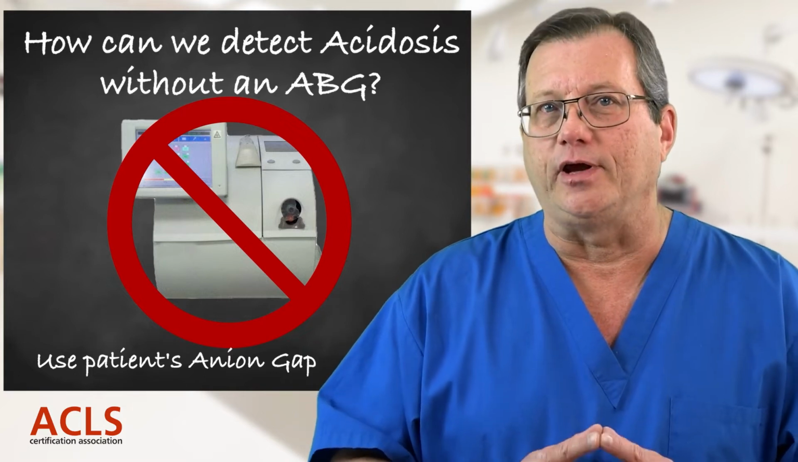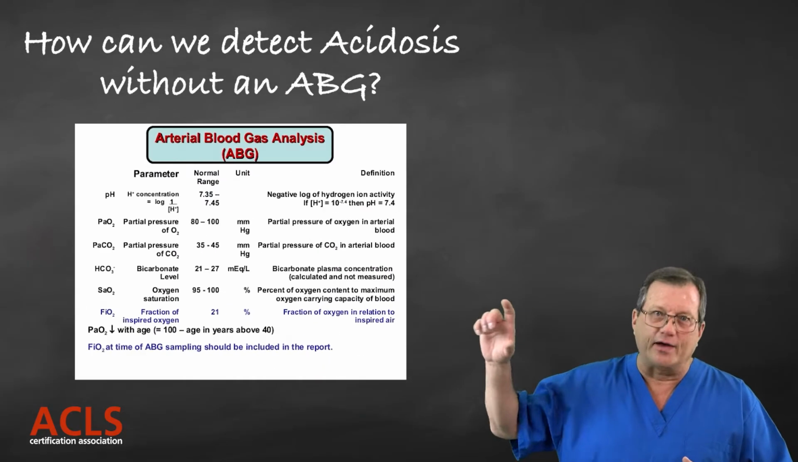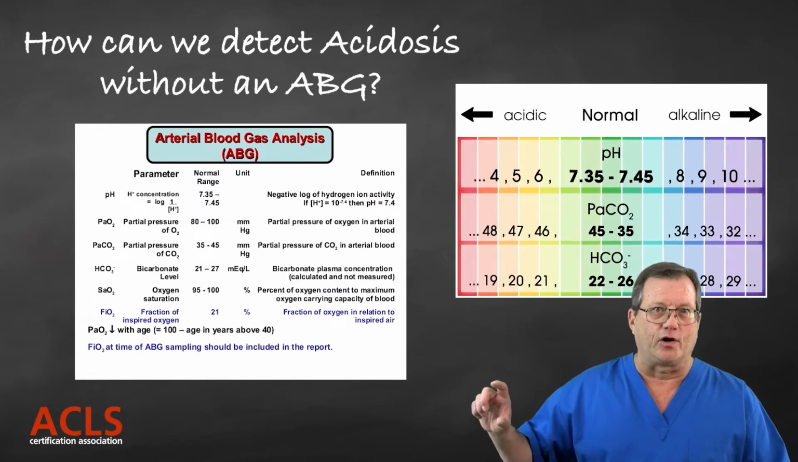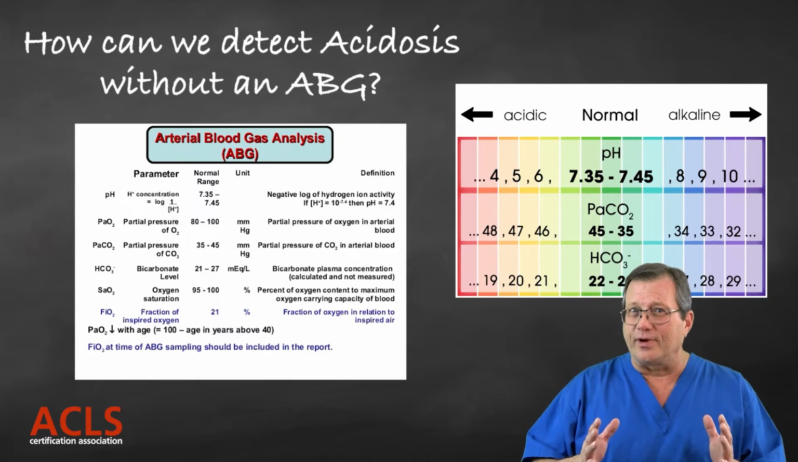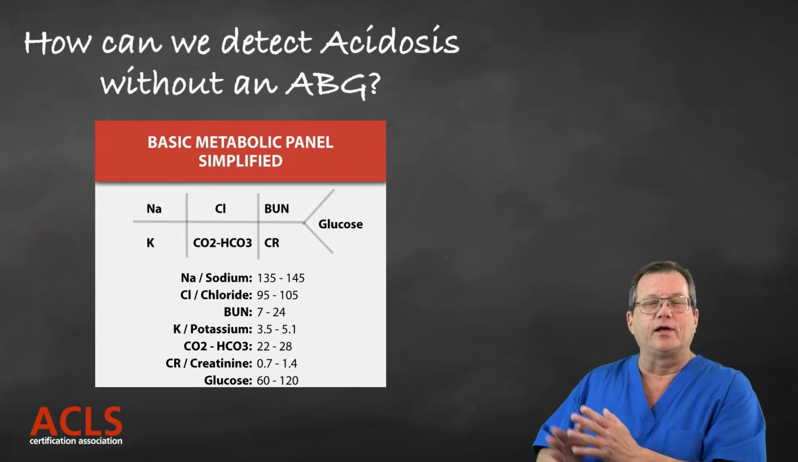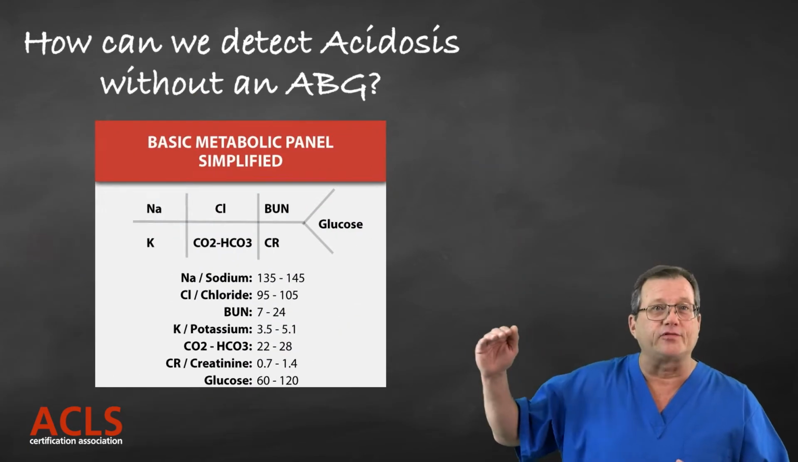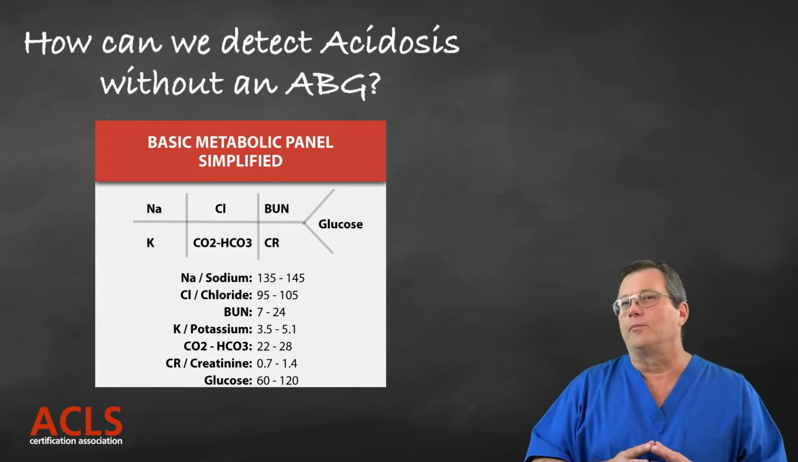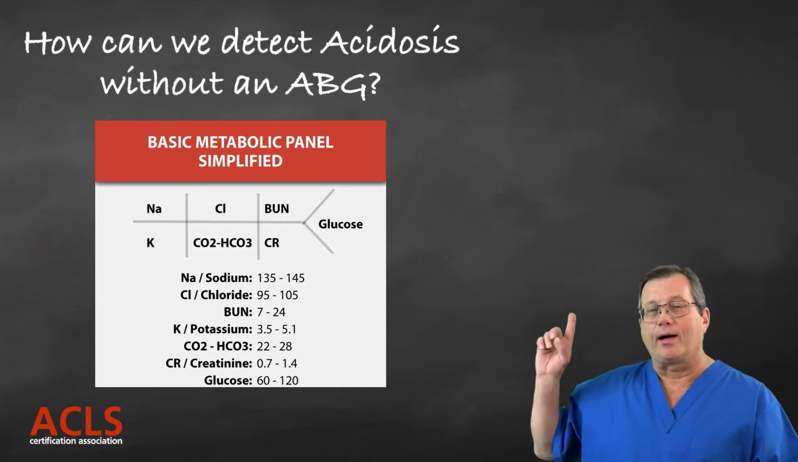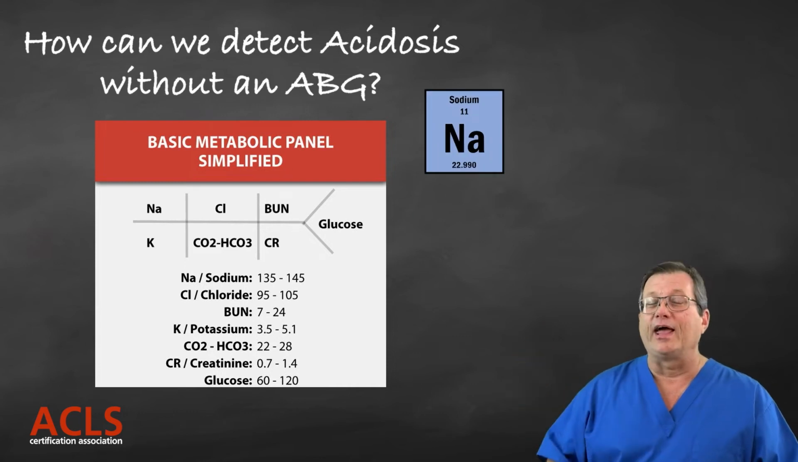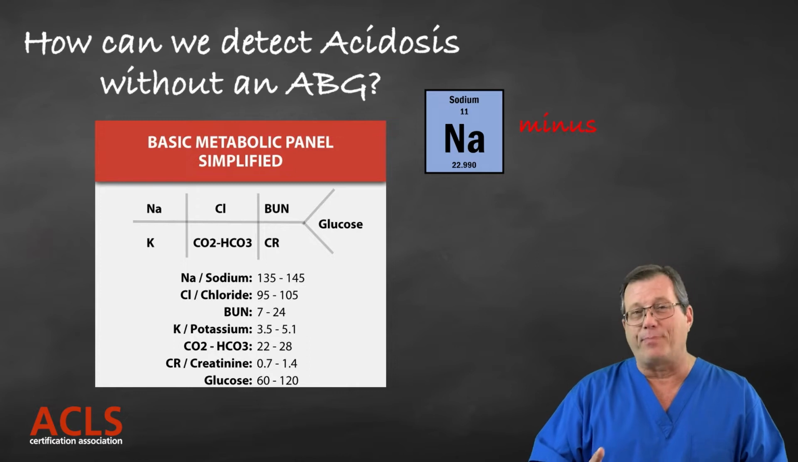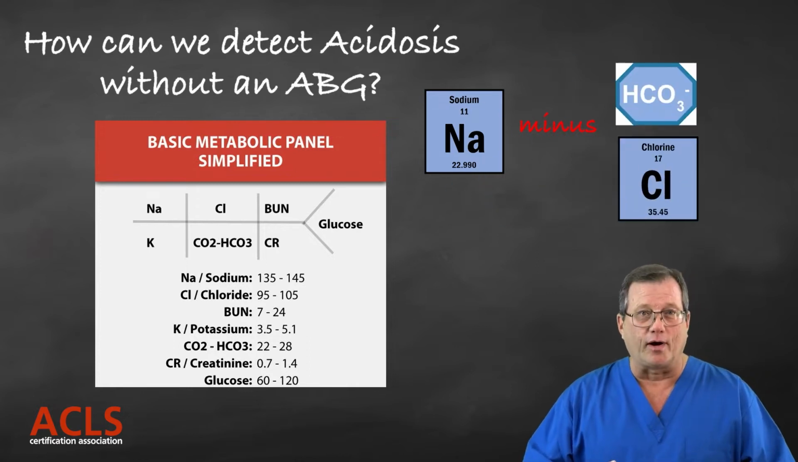On an ABG, your acids are positively charged. Your bases are negatively charged. So I can take that information, go to my electrolyte panel, and look at the difference between my positively and negatively charged particles. Pretty simple. So my positively charged particles, I'm going to look at my sodium. And I'm going to subtract my two negatively charged particles, which are my bicarb and my chloride.